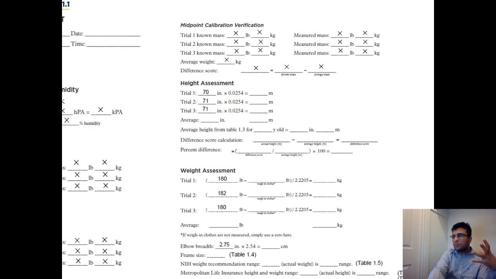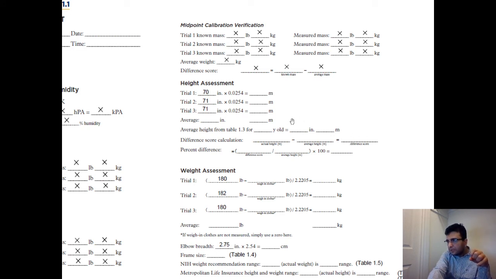Now your task is to be very careful filling the columns from here on, because you have to use table 1.3 to get an average height for your age, and then convert it into inches or meters, whatever it is. Go to table 1.3, and depending upon your age, see what the average height is for your age. Then take the actual height you mentioned on page 1 and subtract the average height from it, making sure the units are in meters, and you'll get either a positive or a negative difference.